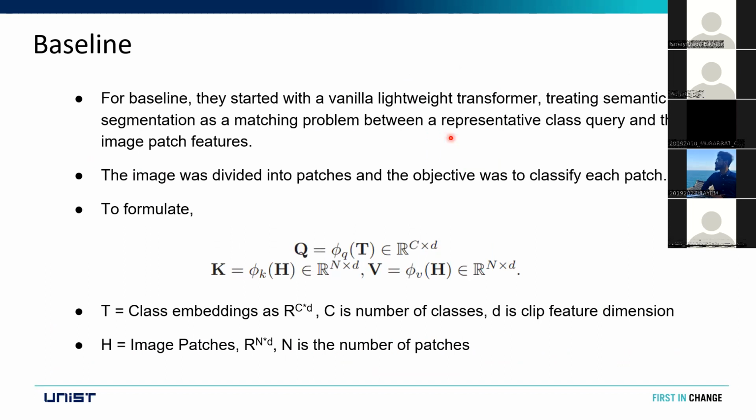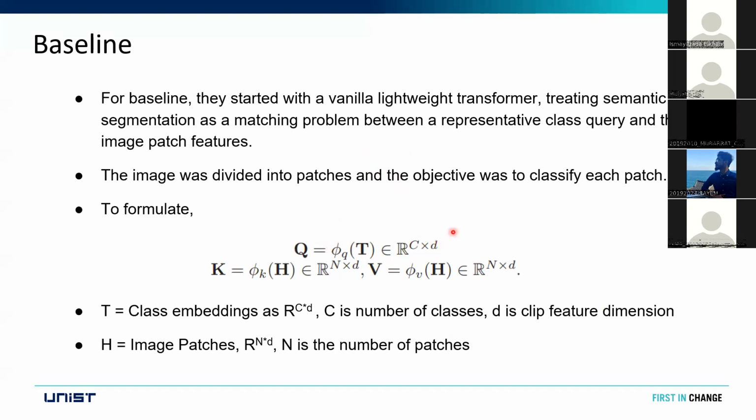So the baseline. To start the baseline, they started with a vanilla Lighto transformer, which treats semantic segmentation as a matching problem between representative class query and image patch features. So, as I said earlier, they divided the image into patches, and they were querying the specific classes for each patch. That was the baseline here.